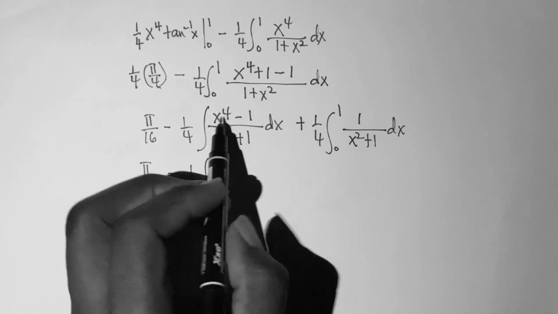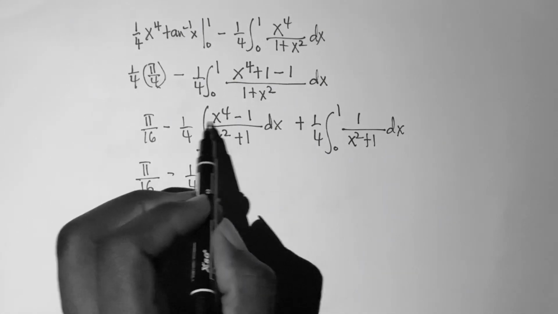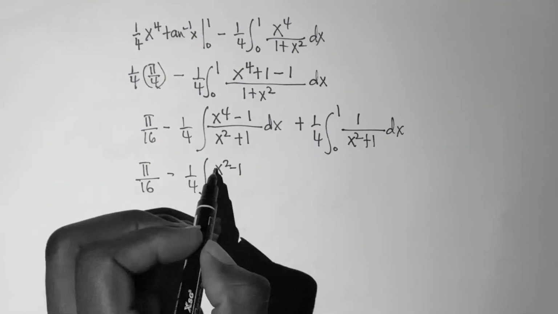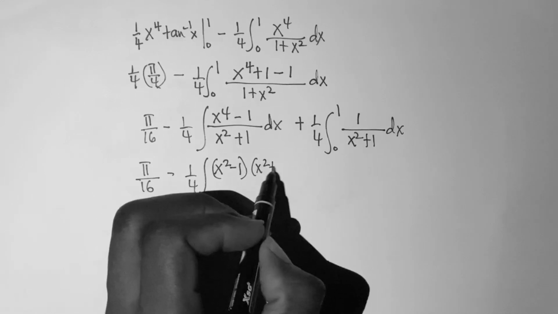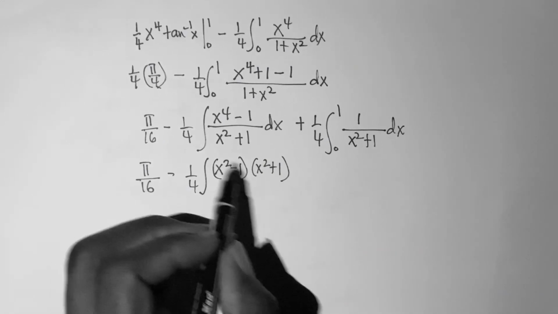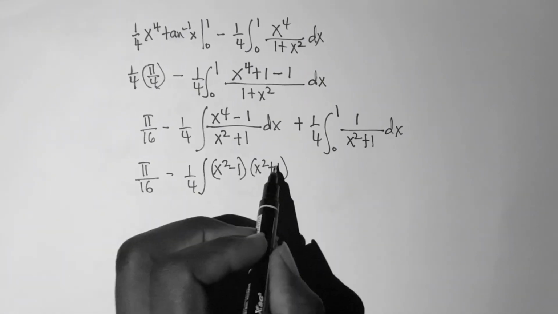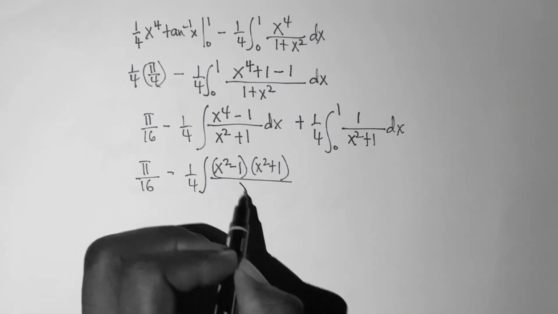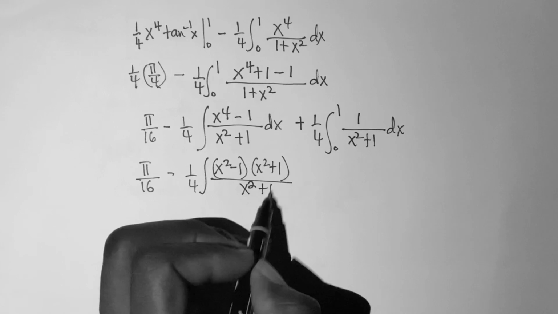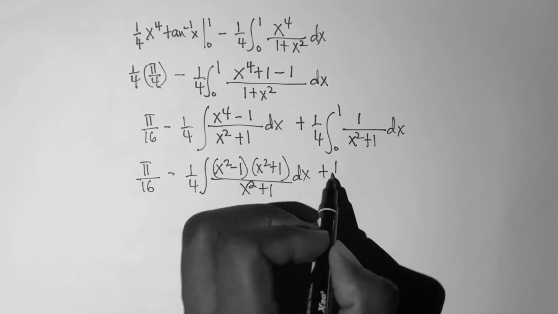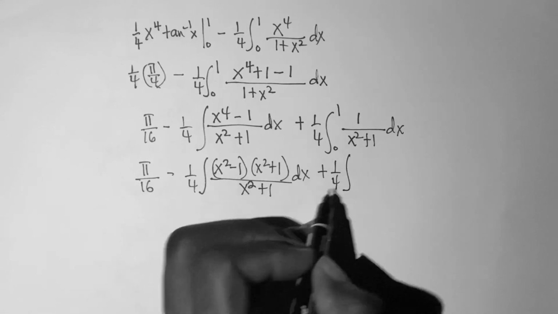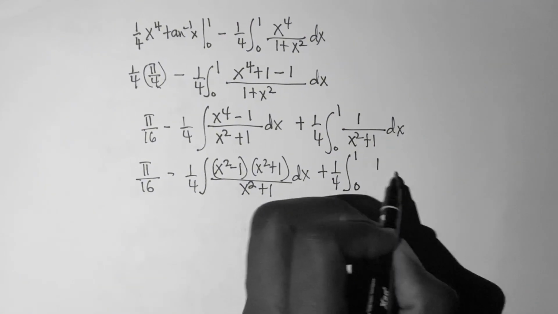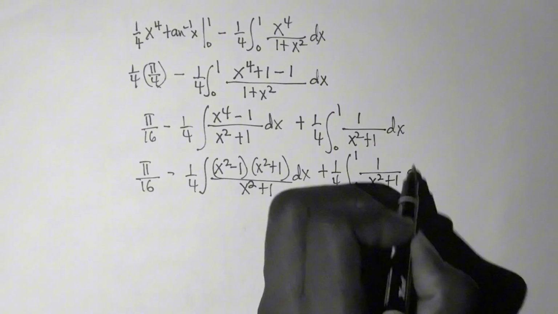integral of, now this can be written as difference of two squares because x exponent 4 is the same as x squared all squared. So this is the same as x squared minus 1 times x squared plus 1. Because it's difference of two squares, x squared times x squared is x exponent 4. The minus 1 times plus 1 is minus 1. So we get back what we started with, divided by x squared plus 1 dx. Then plus 1 over 4, integral of 0 to 1 of 1 divided by x squared plus 1 dx.